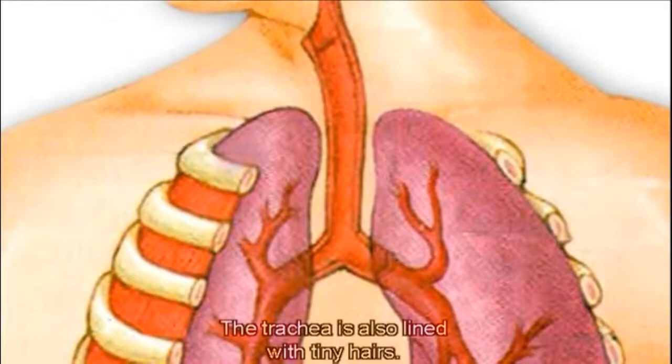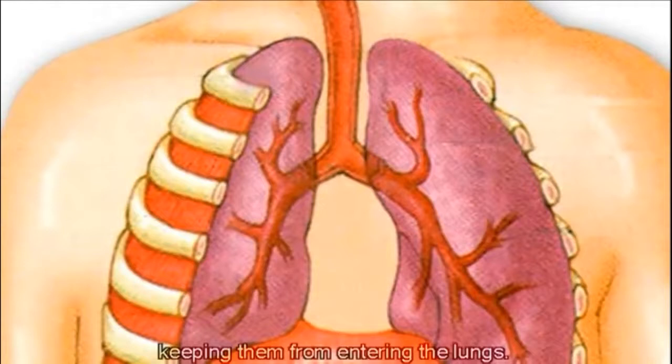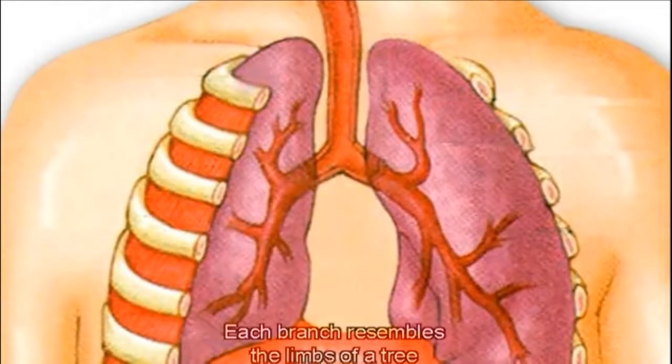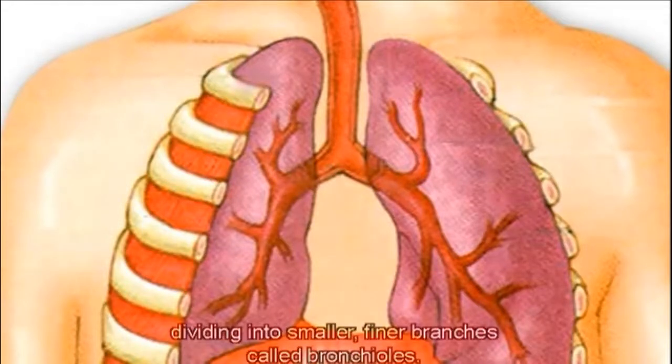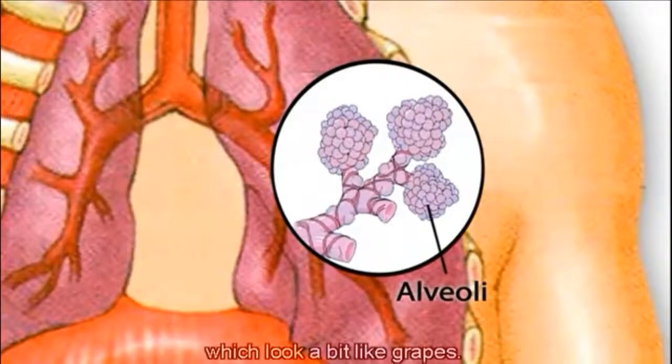The trachea is also lined with tiny hairs. They sweep foreign particles and fluids out of the airway, keeping them from entering the lungs. The windpipe divides into 2 branches, and each one of these enters one of the 2 lungs of the body. Each branch resembles the limbs of a tree dividing into smaller, finer branches called bronchioles. The bronchioles end in tiny air sacs called alveoli, which look a bit like grapes.